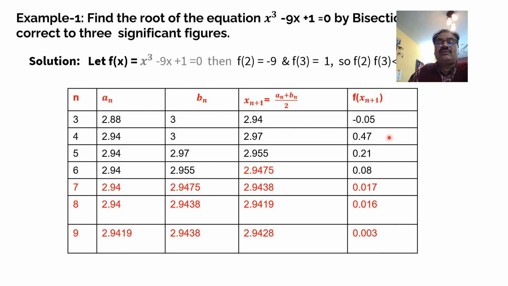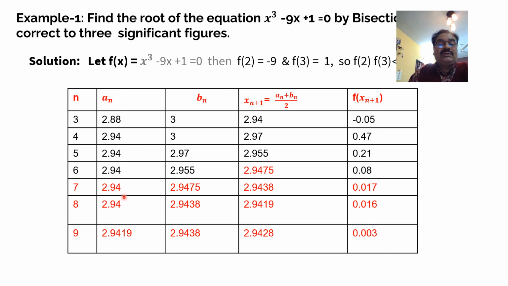So the 3 has been shifted, and you take 2.94, 2.97, giving 2.955 and 0.21, again positive. Then again you will shift this: 2.94, 2.955, 2.9475, and this value is 0.08. Similarly, 2.94, 2.9475, 2.9438, and 0.017.